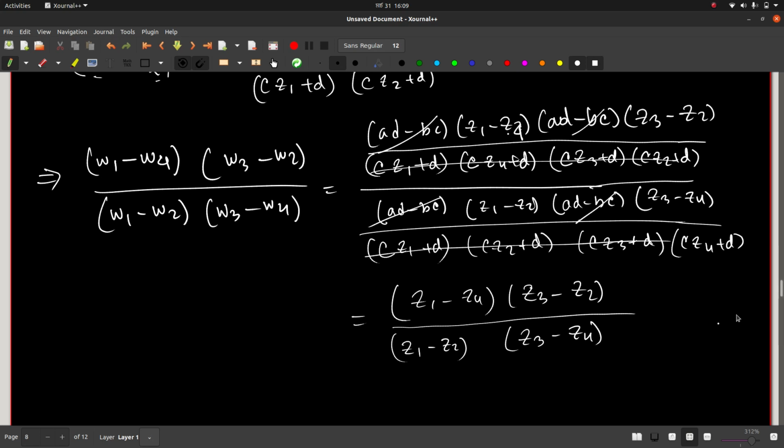So that's the proof. And what you can do is that if I give you 3 points, you can use this cross ratio and find out the 4th point, and so on.